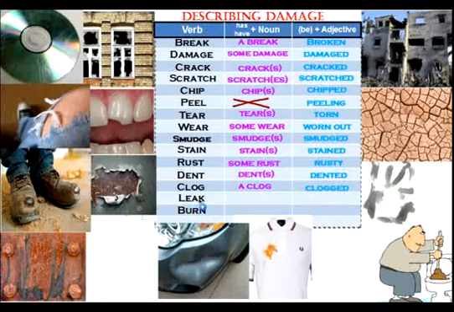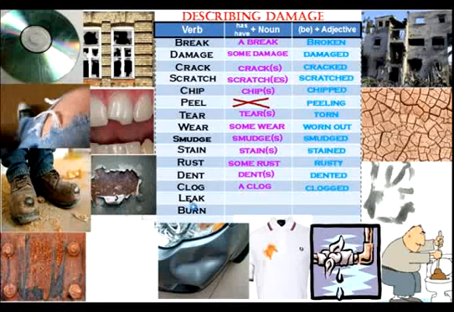Leak. Let's notice what a leak is. So this pipe, if you notice, it's going drip, drip, drip. And we could say it has leaks, right? Or it has a leak. Or you could say it is leaking as the adjective. It is leaking.